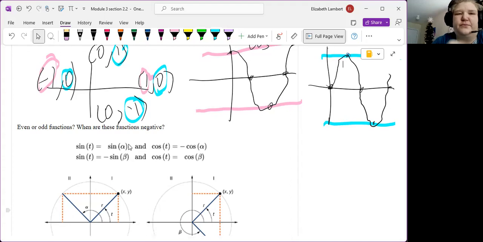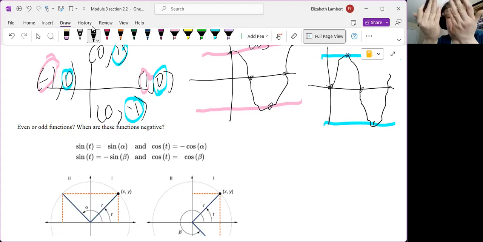So these definitions are hiding somewhere in the book. Even functions are functions that can be divided in half the same way x squared, the basic x squared graph, can be divided in half. So it's reflective across the y-axis.